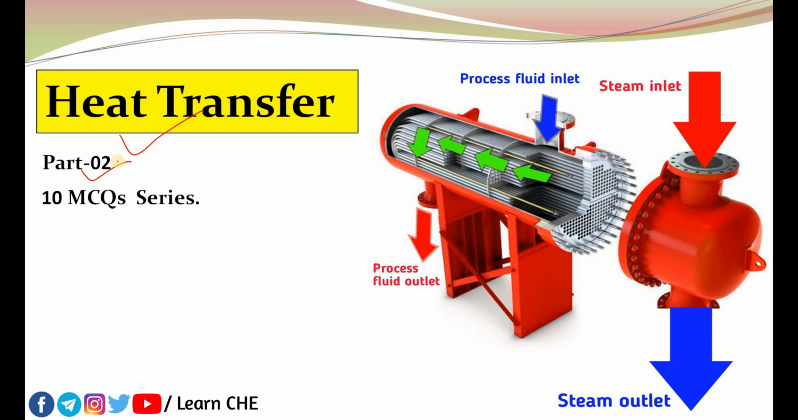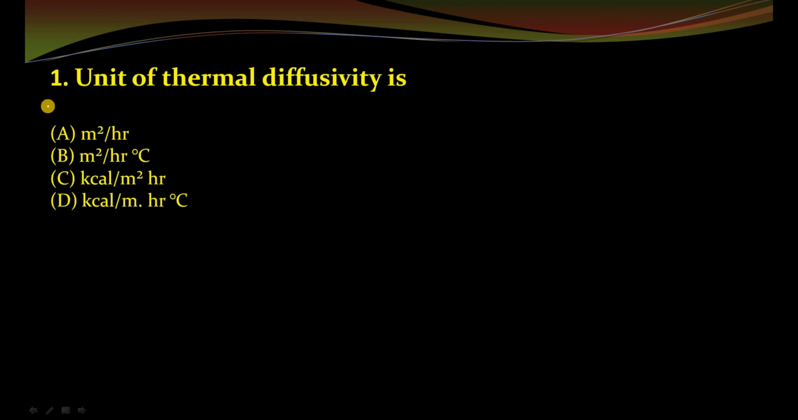So let's start with our first question. The first question is: the unit of thermal diffusivity is. Okay, here are the four options. The first one is meter square per hour. Second one is meter square per hour degree Celsius. The third one is kilocalorie per meter square hour. And the fourth one is kilocalorie per meter hour degree Celsius.